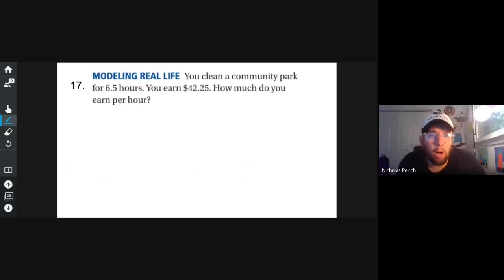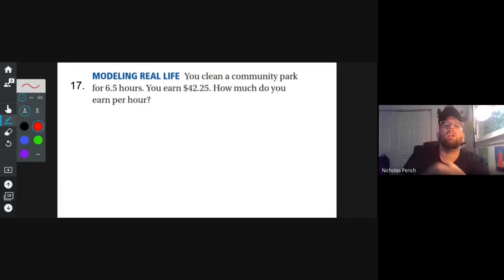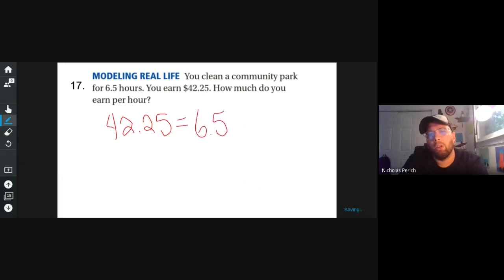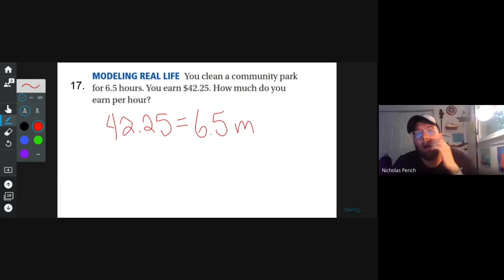You clean a community park for 6.5 hours. You earn $42.25. How much do you earn per hour? Well, whenever you create an equation, your total should be on one side of the equal sign. So my total is 42.25. That's going to equal the fact that you work 6.5 hours and you earn a certain amount of money per hour. So let's put M for money. I need to find out how much money I make if I work 6.5 hours and I got that much money.